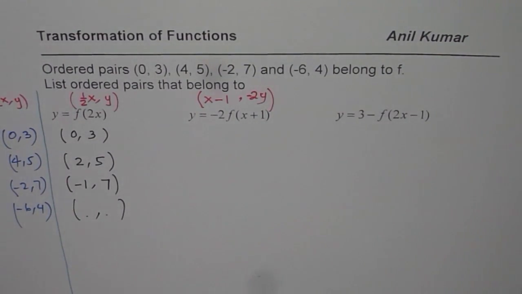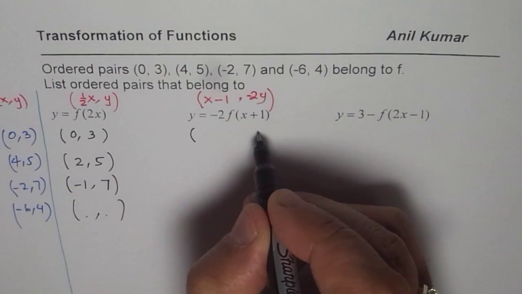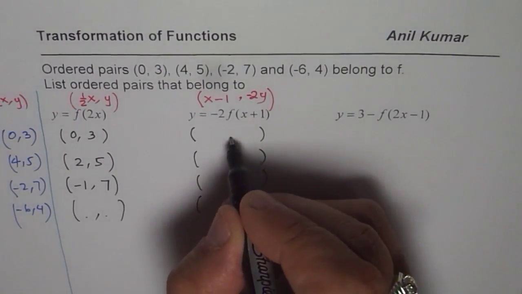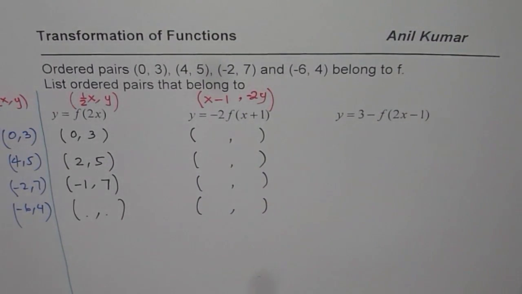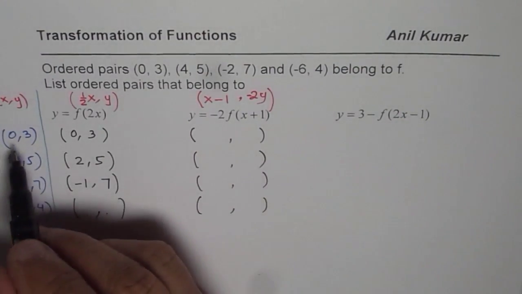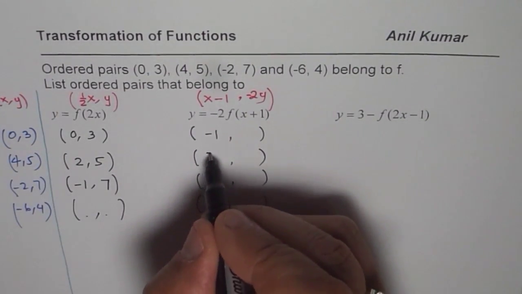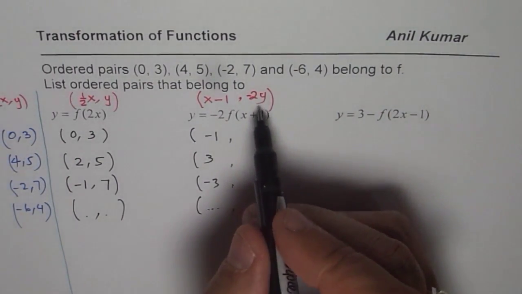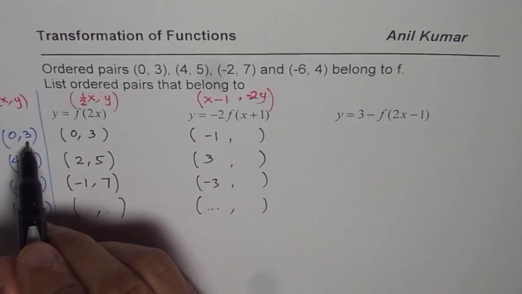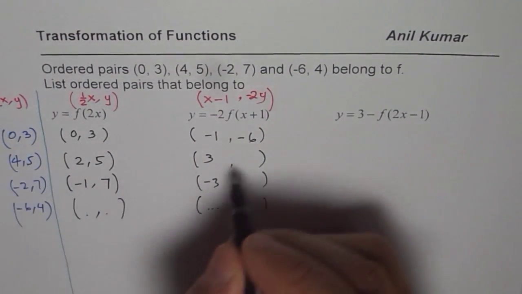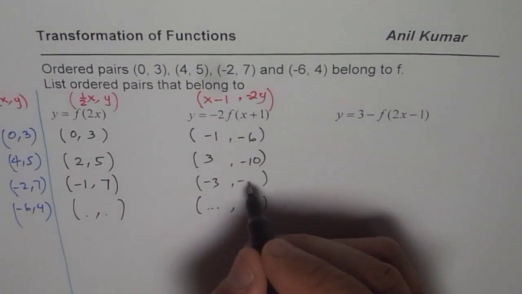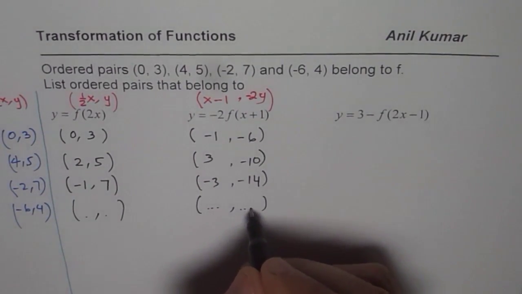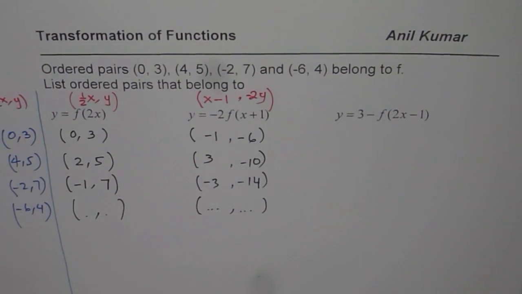So let's perform this calculation and write down the values, right? This time, let's again write down the coordinate points. I'm just giving you time to do it on your own, and then see what I get. For the x points, I have to just subtract 1. So 0 minus 1 is -1, 4 minus 1 is 3, -2 minus 1 is -3. This you have to write. For the y points, we have to multiply by -2. -2 times 3 is -6, -2 times 5 is -10, -2 times 7 is -14, correct? So that is how you get these points. This is your homework.